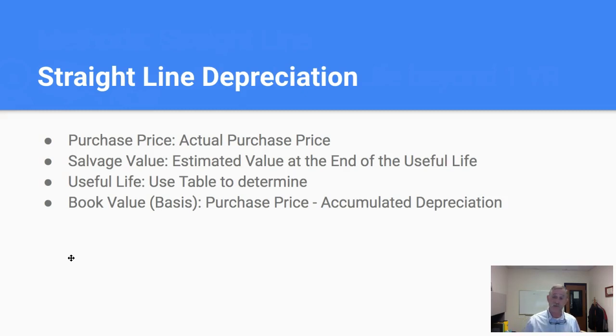Okay, book value is the same thing as basis, as I was talking about before. How you determine that is your purchase price minus your accumulated depreciation. And this is another one that I want your brain to, every time you see this book value, it should say balance sheet. It gets posted on the balance sheet, reflected on the balance sheet. Okay, that's how we determine it.